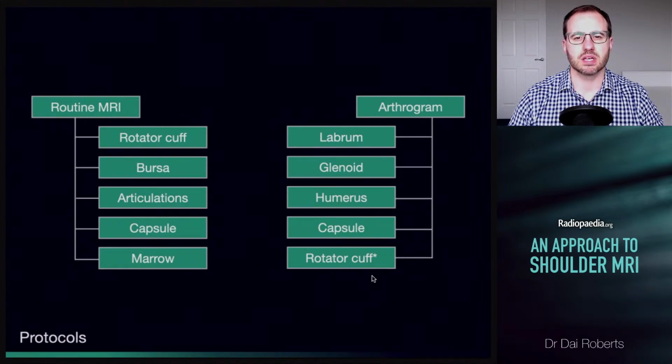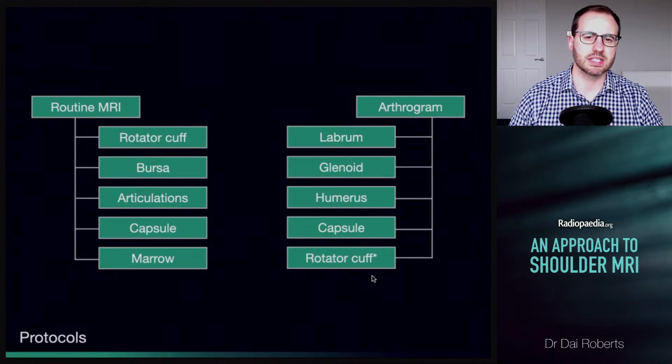If people have had rotator cuff repair, arthrograms are going to be a bit more sensitive at assessing for full thickness tears which are not fully retracted. But again, that's a bit more of a specialist request.